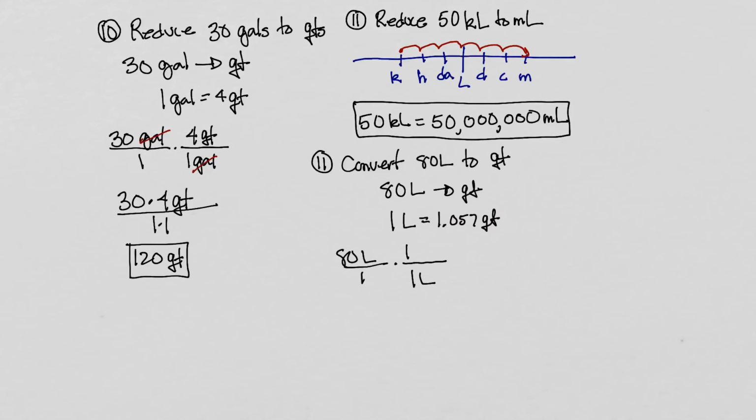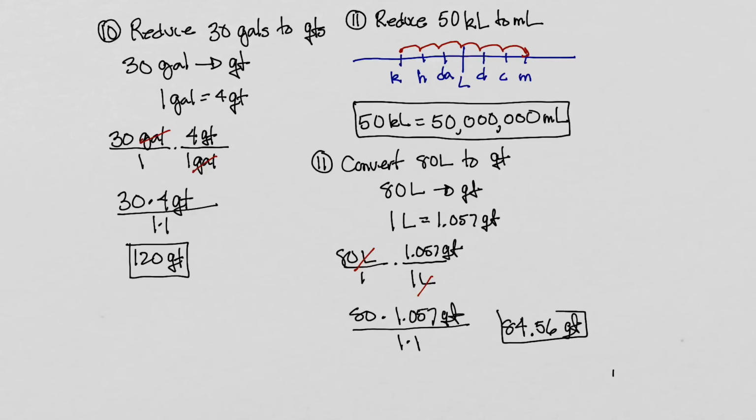So this is going to be 1.057 quarts. And now liters cancel, and we will have 80 times 1.057 quarts all over 1 times 1. And when I made that multiplication, so that multiplication gives me 84.56 quarts.